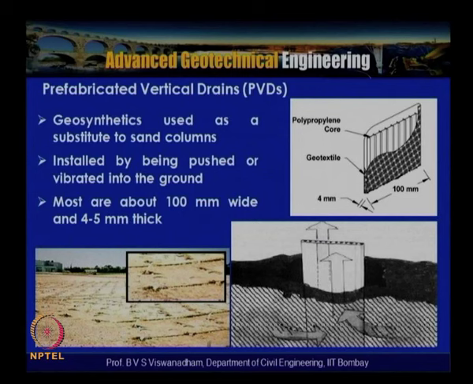Mostly they are about 100 mm wide and 4 to 5 mm thick, and they come in rolls and are installed in the ground from the drainage blanket as shown. Once these are installed and subjected to loading, the water uses this channel and tries to come out. Once the water is coming out, that means dissipation of pore water pressure is happening, and the settlements continue to happen. With that, the clay consolidation will be completed in a relatively shorter duration.